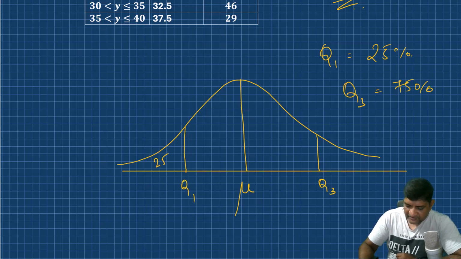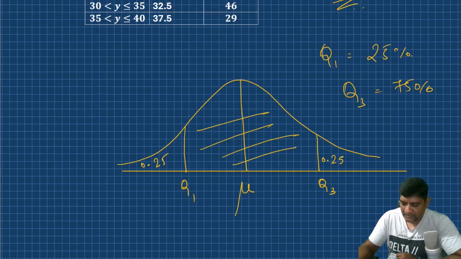This is 25% of the data. The entire data till this point is going to be 75%, which means the remaining part is going to be 25% of the data. In terms of area, this is going to be 0.25 and this is going to be 0.25. Obviously, this complete area is going to be 0.5.